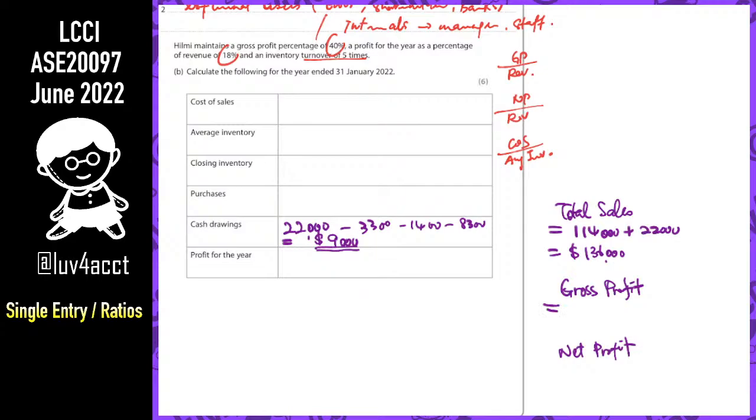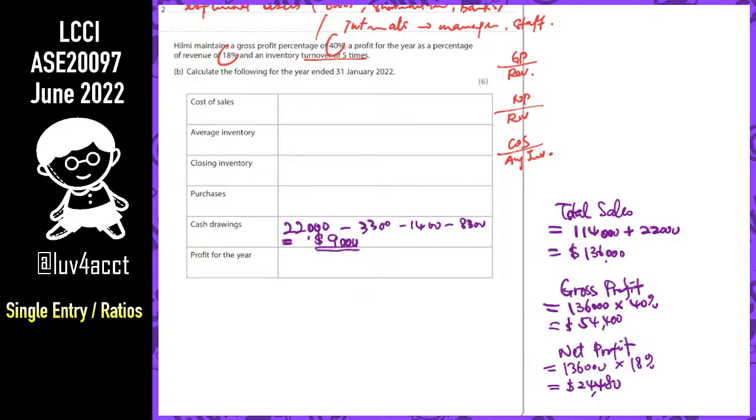Okay, because 136,000 is your sales, gross profit being 40% of it, and net profit being 18% of it. Wow, I like this question. It is very nice. 136,000 at 40% is 54,400. Net profit is 136,000 at 18%, which is 24,480. Okay, if that is so, we already know cost of sales.